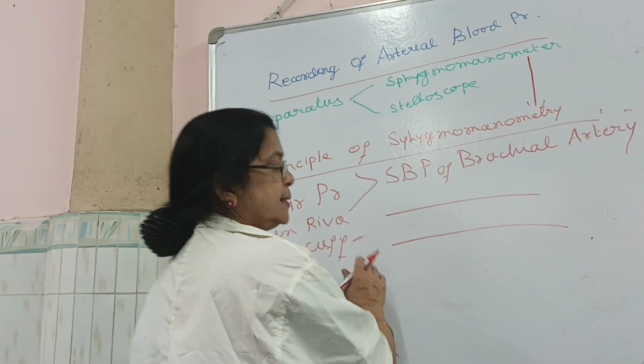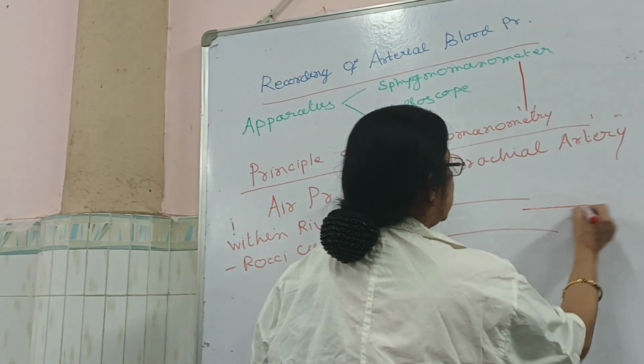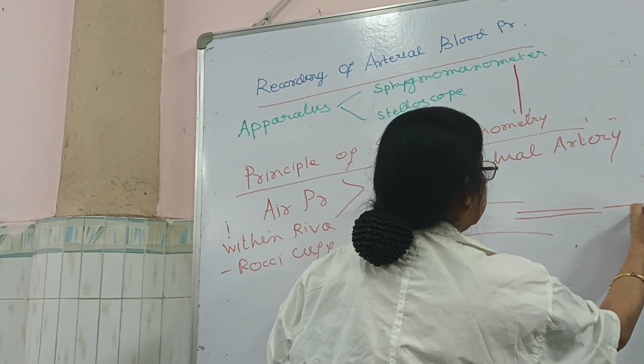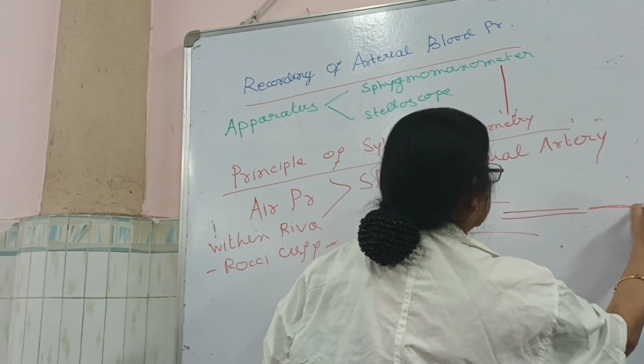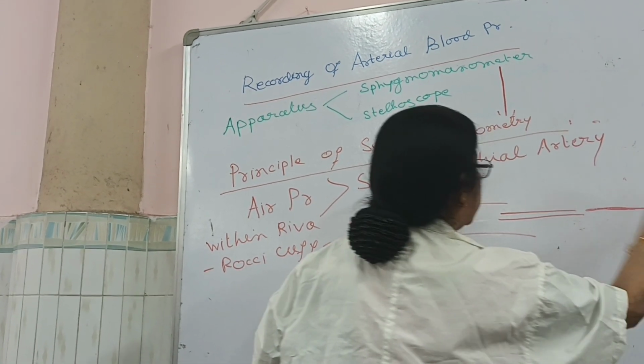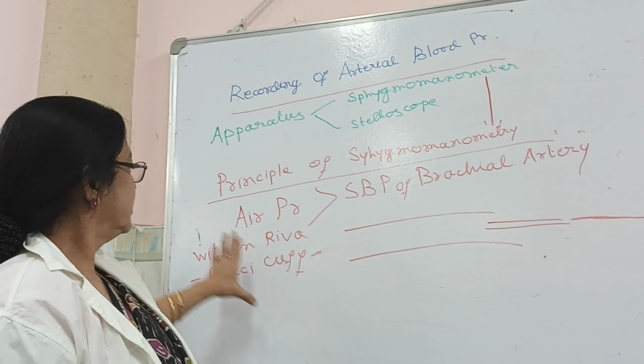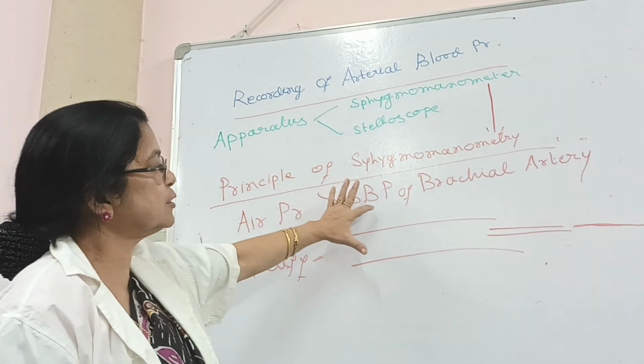So gradually it is thinning out. Ultimately it is totally like this. So no blood will flow to the brain when the air pressure is more than the systolic blood pressure of the brachial artery.